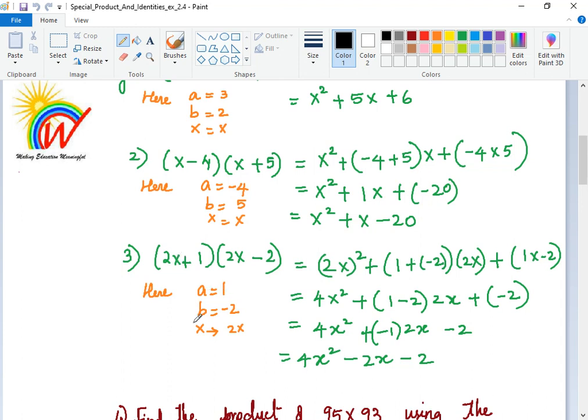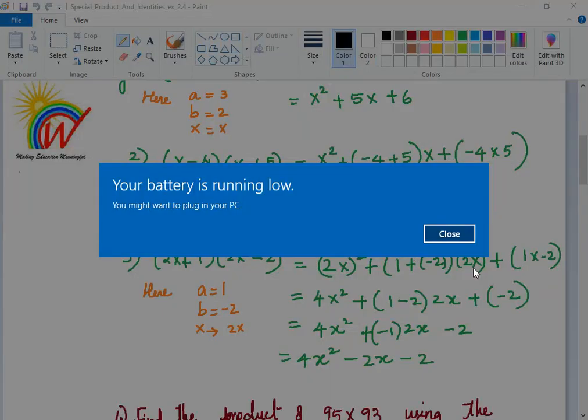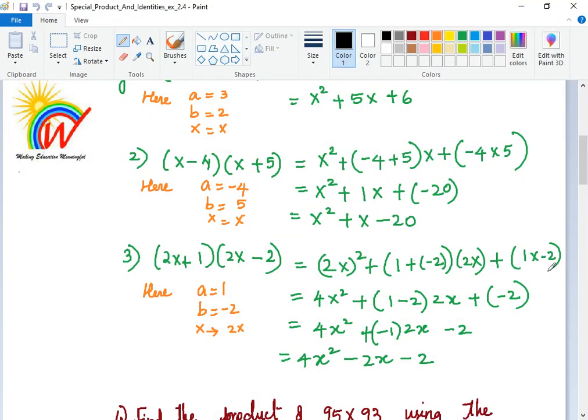So instead of x in the formula, we are going to put 2x, and for a we are going to substitute 1, and for b we are going to substitute minus 2. So if I write it over here, you get (2x) the whole square plus (a plus b), I will write it as 1 plus minus 2, of, in place of x again I'll write 2x, and then I'll write plus 1 into minus 2.